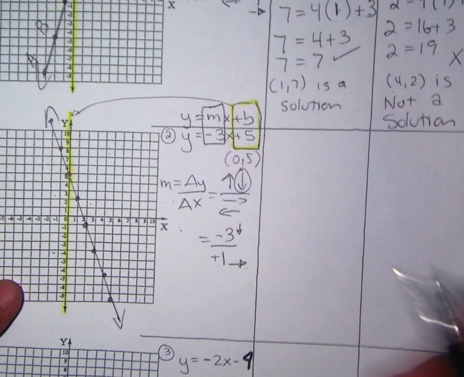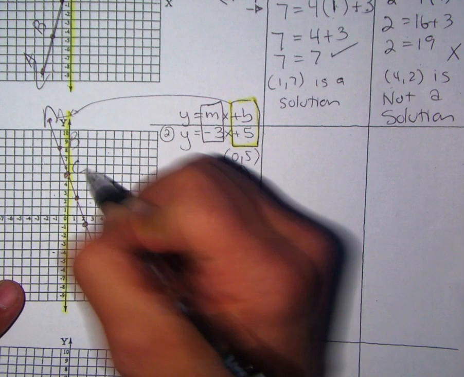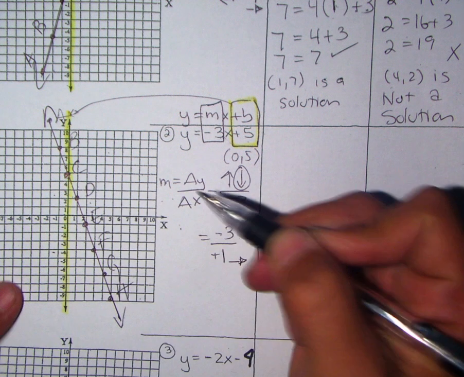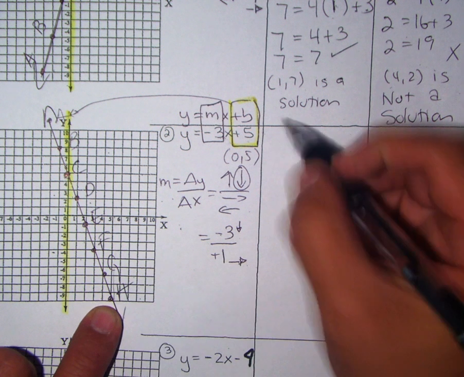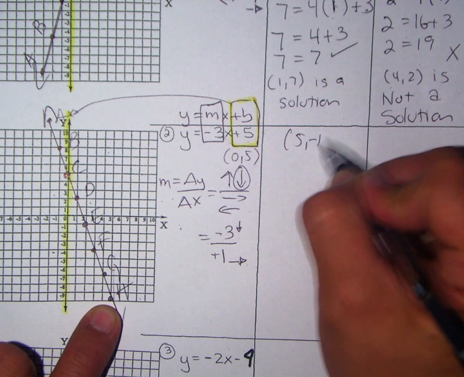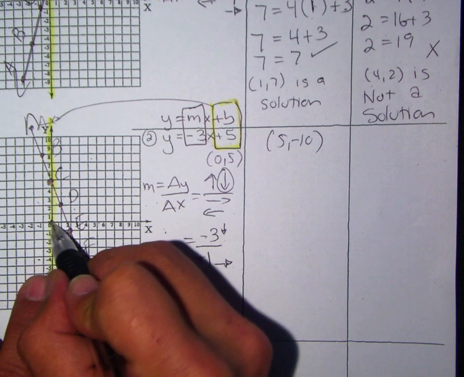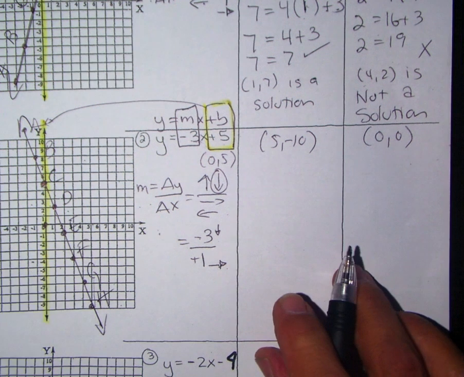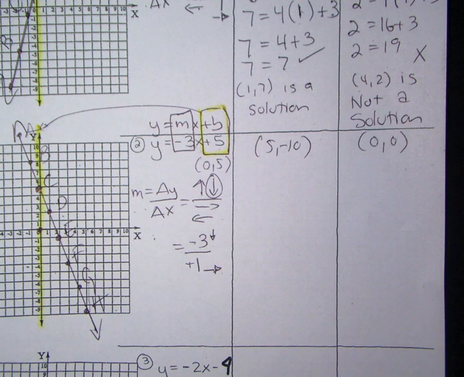Now we're going to do a solution. Which one? Pick one. This is my A, B, C, D, E, F, G, H. So let's pick H. That's 5, comma, negative 10. And then let's pick no solution. Mr. Randa, can I use 0, 0? Yeah, why not? 0, comma, 0. Just plug it in. And then just do your work.